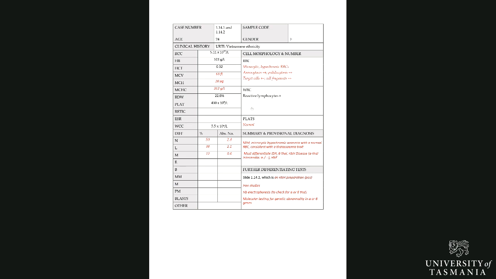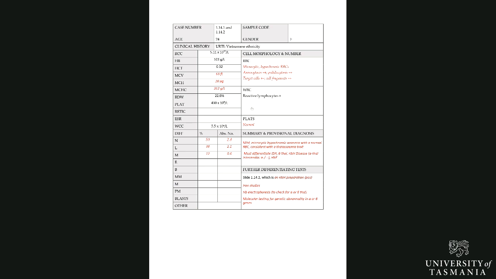When we have a look at her cell morphology, we see the red cells hypochromic with moderate anisocytosis and poikilocytosis, target cells, and also cell fragments seen there as well. So we're not quite sure at this stage what we've got here, probably some form of thalassemia.